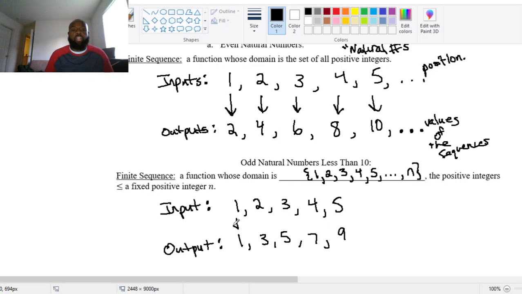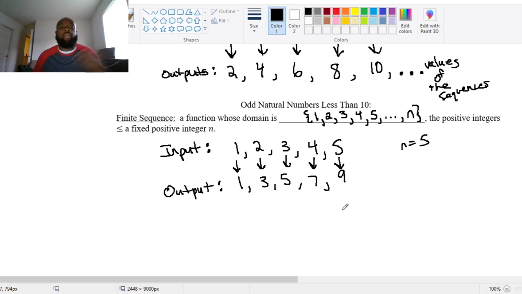So you input 1 and you get your first element in your sequence. You input 2, you get your second element. You input 3, you get your third element. You input 4, you get your fourth element. And you input 5, you get your fifth element of your sequence, right? And so here our n equals 5, all right? But that's one way to think about your finite and infinite sequences.